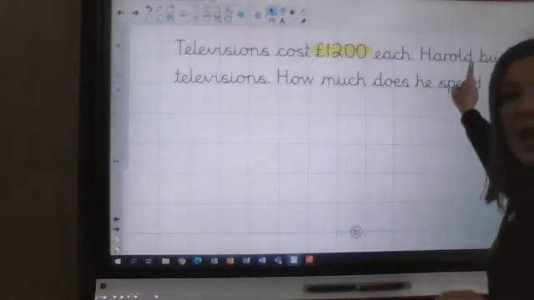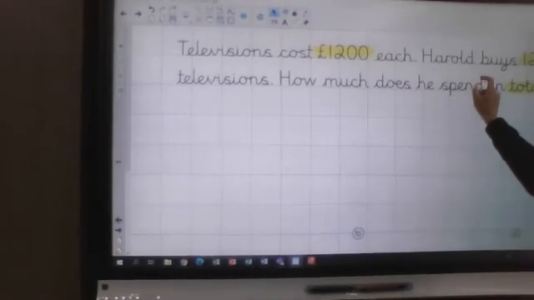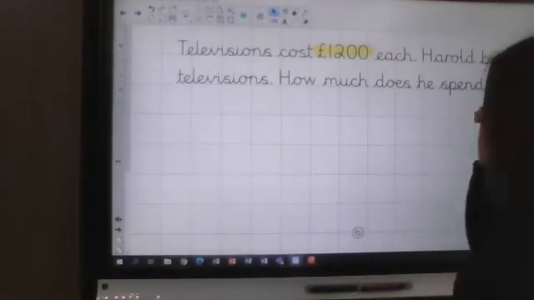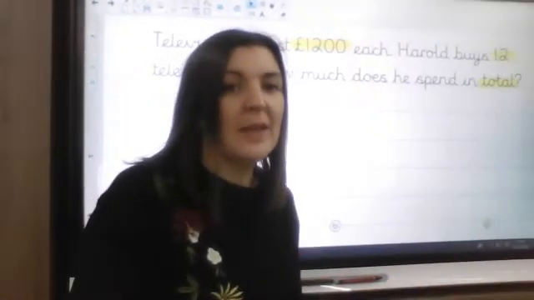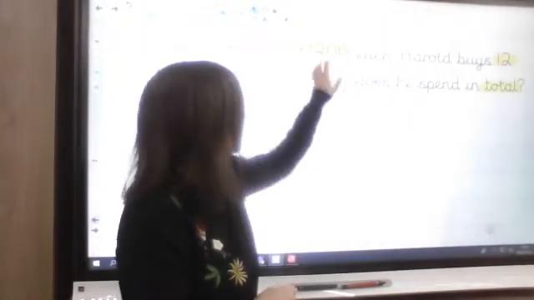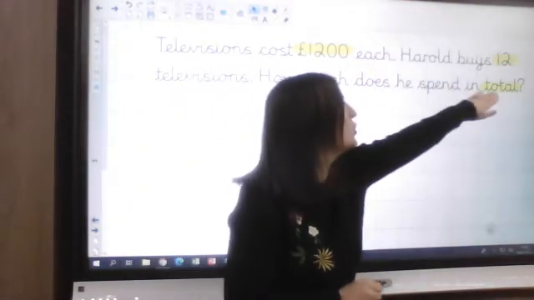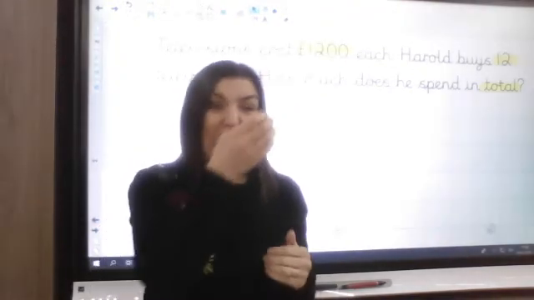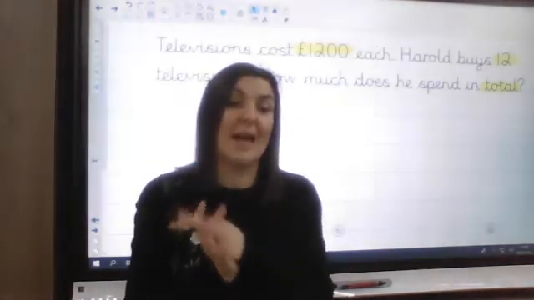So the first one then, televisions cost £1,200 each. Harold buys 12. So he buys 12 televisions. How much does he spend in total? What I've done here is I've highlighted the important numbers. So I've got 1,200 and 12 highlighted, and total. If we could do 1,200 added together 12 times, but it's actually much quicker and more efficient to do 1,200 times by 12.